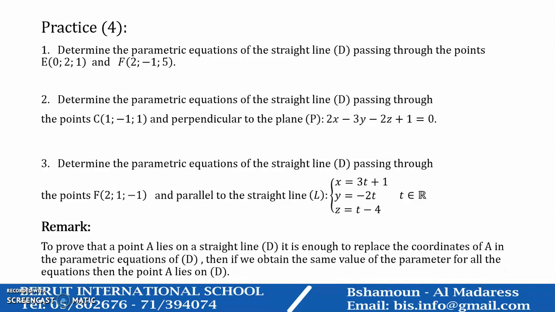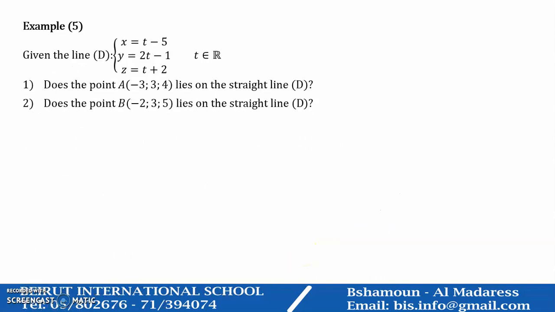Now, to prove that a point A lies on a straight line D, it is enough to replace the coordinates of A in the parametric equations of the straight line D. For example, if we have a point and they ask us to prove that it is a point of the straight line, we replace the coordinates of the point A instead of x, y, and z. If we obtain the same value in the 3 equations of D, then this point lies on the straight line.